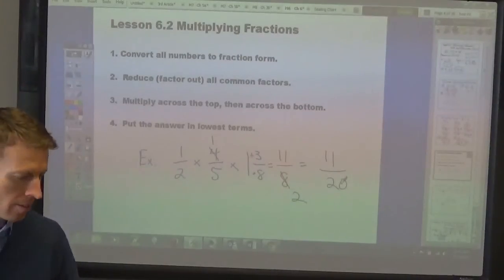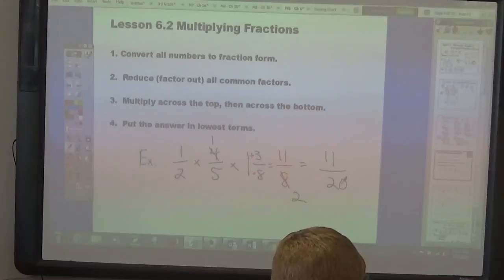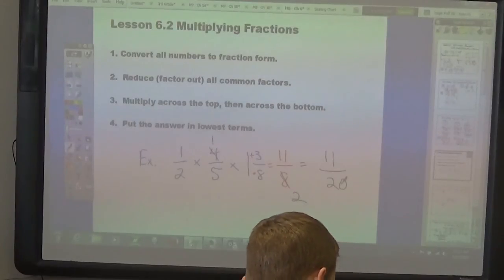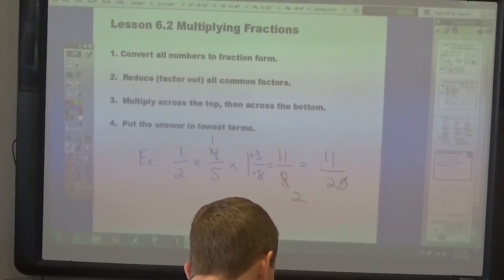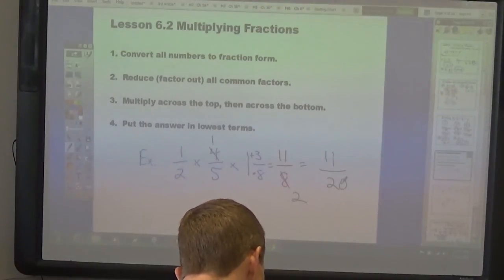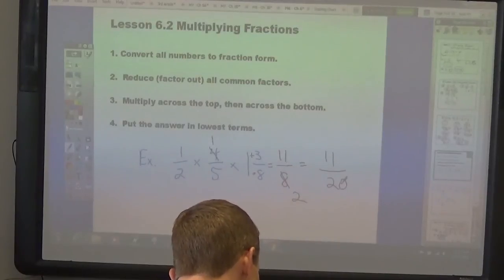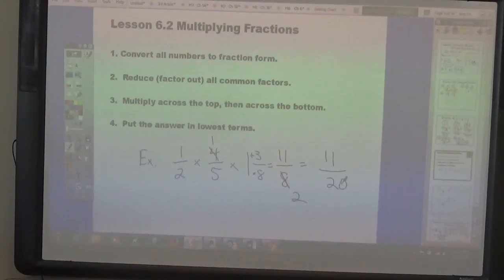Open your books. Page 172. Start with number 8 and do 8 through 32, evens.